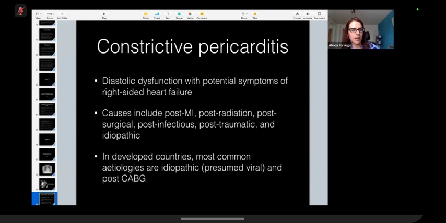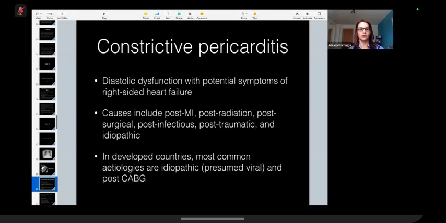So one of the causes of constrictive pericarditis is post-myocardial infarction. It could also be post-radiation, post-surgical, post-infectious, post-traumatic, or idiopathic as well. Most of them are actually idiopathic; they're presumed to be viral. And this can also happen post coronary artery bypass grafting.